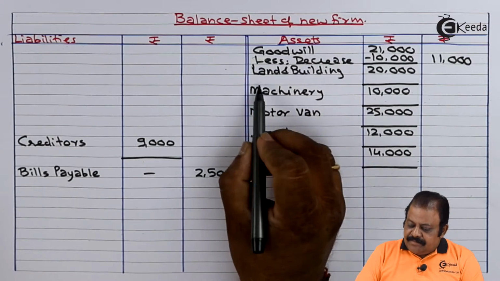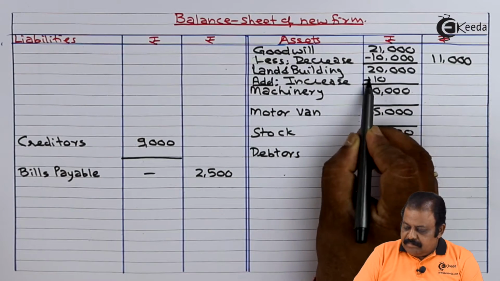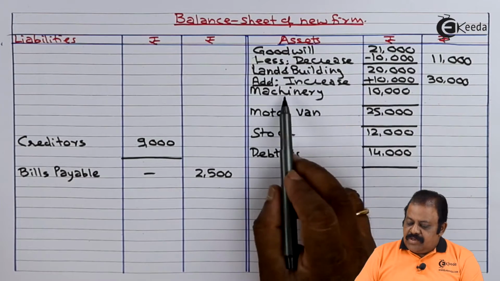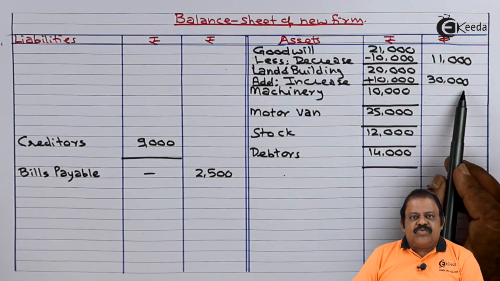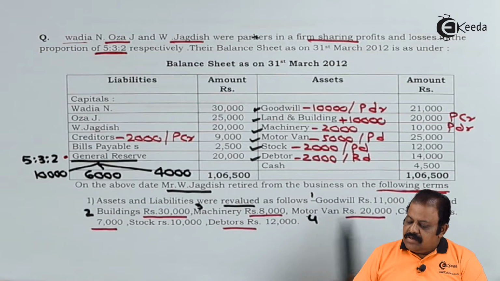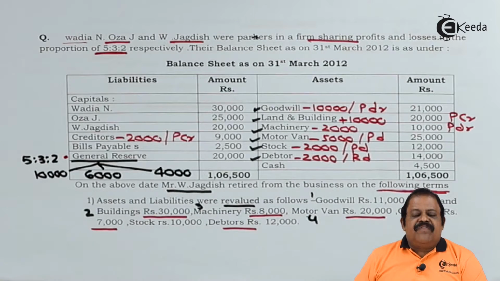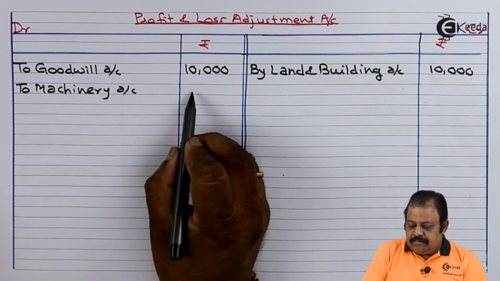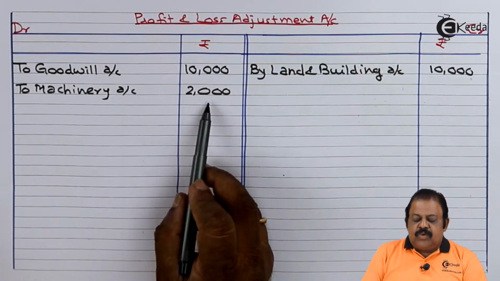Balance sheet asset side, land and building 20,000. We have added increase 10,000. Revised value is 30,000. Machinery 8,000. Book value is 10,000. We'll have to reduce it by 2,000. Second effect, profit and loss adjustment account debit. Profit and loss adjustment account debit to machinery 2,000.